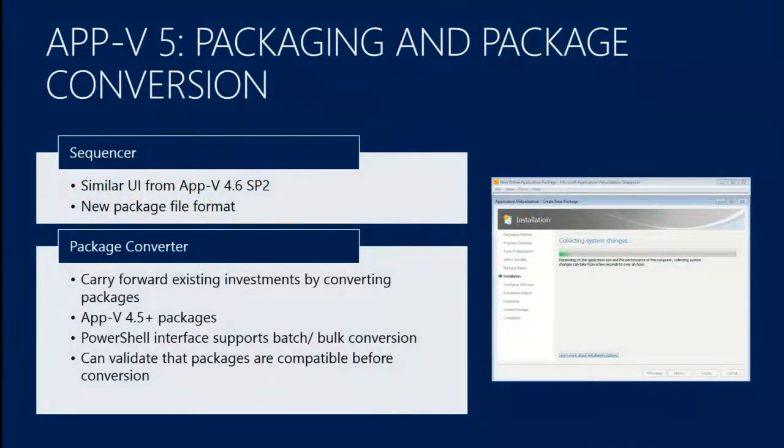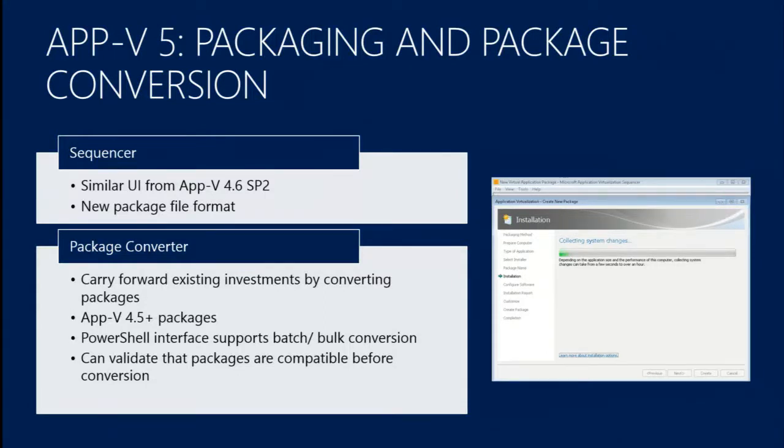Basically, when you install the sequencer, the package converter comes down with it. You can also use PowerShell to drive the sequencer, or the traditional UI, basically the workflow. And in 5.0 we did not change that workflow very much at all. Obviously the output of the sequencer is in a different file format, but you still sequence, you configure the primary feature block and so forth.